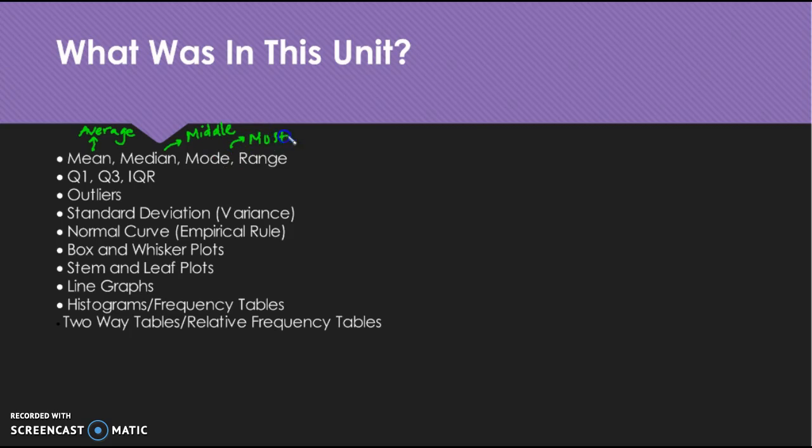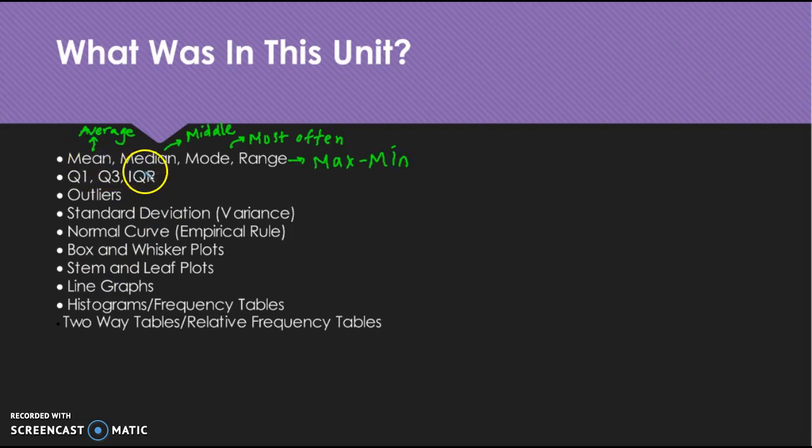You can have no mode, you can have multiple modes, or just one. It just depends on the data set, but you don't have to have a mode. And then the range is your max minus your min. You want to know how much your data spans. So we're talking max minus min.